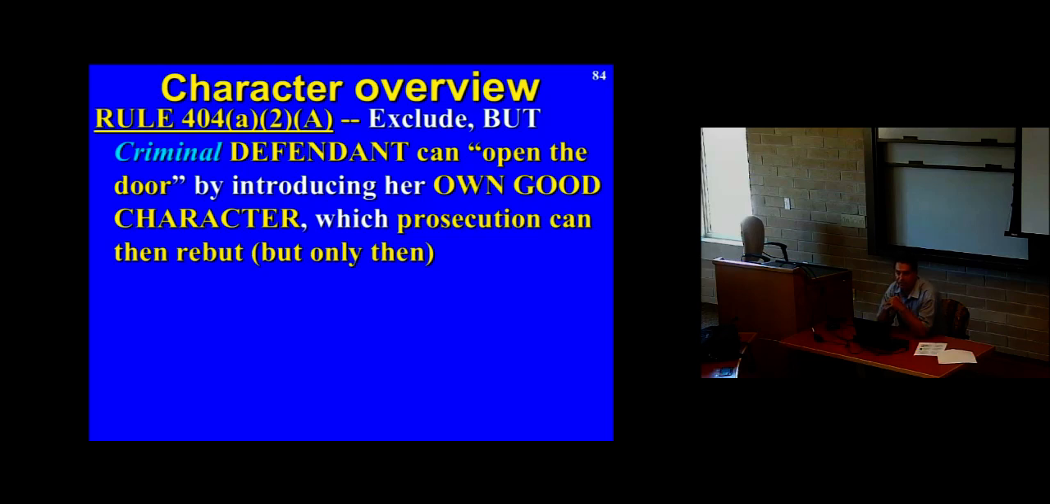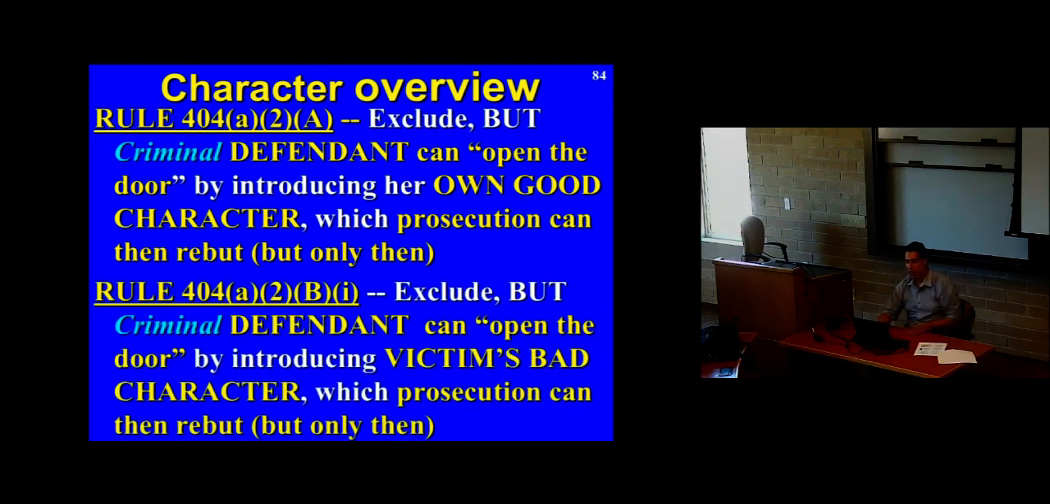However, there are exceptions. So under 404(a)(2)(A), you will exclude this kind of evidence generally, but a criminal defendant can open the door by introducing her own good character, and then the prosecution can come through that door and rebut by putting on bad character evidence of the defendant, but only if the defendant opens the door and decides that they want to put on good character evidence first. So, the prosecutor can never put on bad character evidence first.